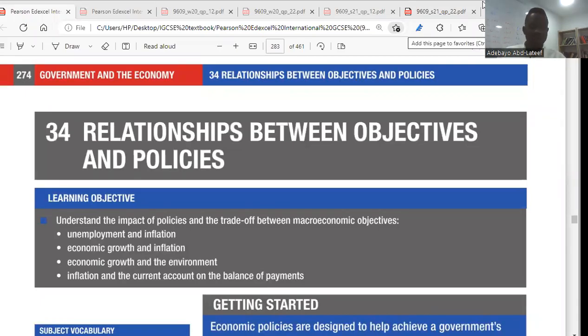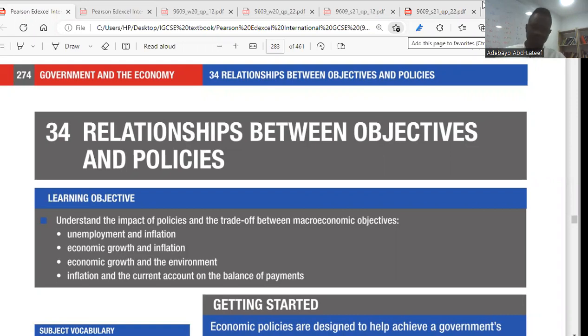So, chapter 34, Economics, IGCSE. Today we're going into relationships between objectives and policy. When we talk about objectives and policy, we're talking about government macroeconomic objectives and policies. So what's the relationship between policies and objectives?